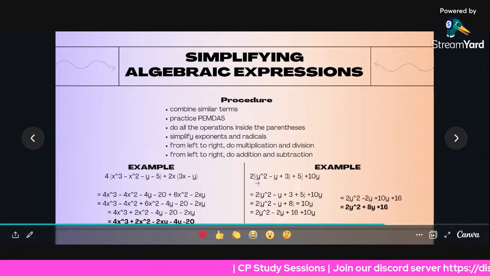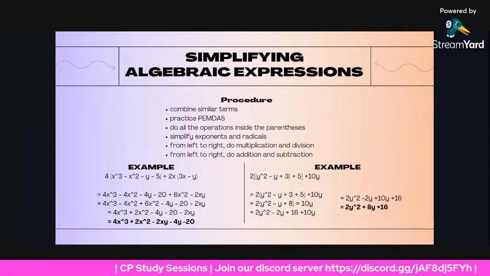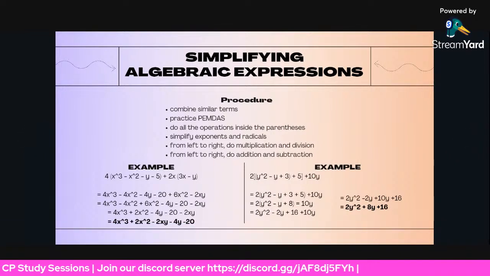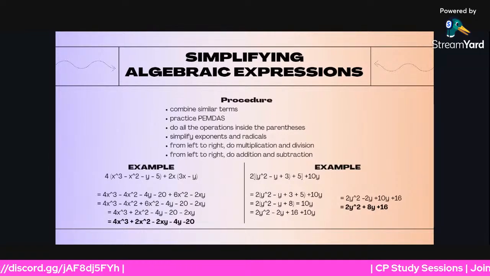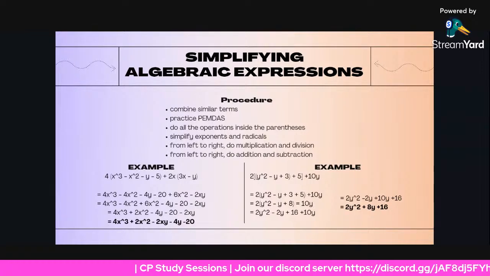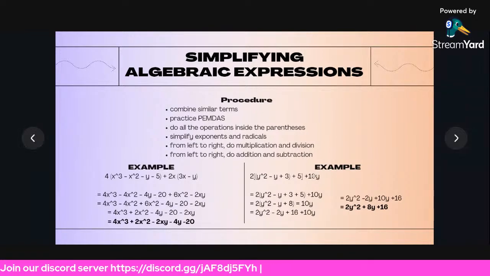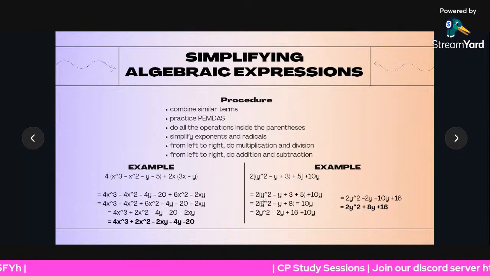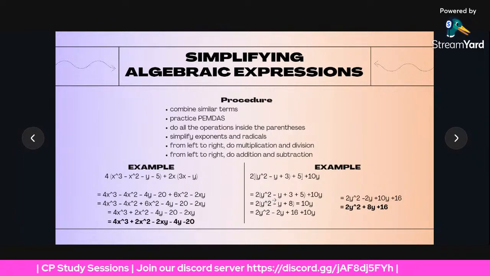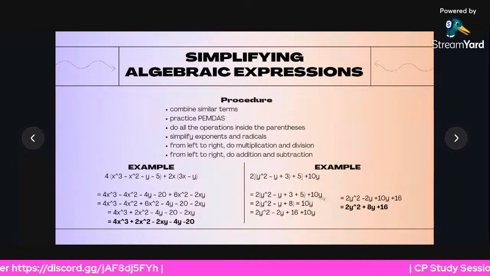So, 2 times quantity y squared minus y plus 3 plus 5 plus 10y. So, what we do first is the operation inside the parenthesis, since we have similar terms, positive 3 and positive 5. So, we combine them here. 2 times quantity y squared minus y plus 3 plus 5 plus 10y.